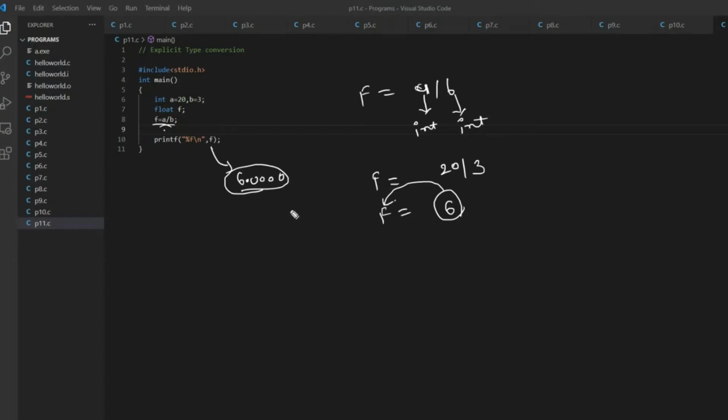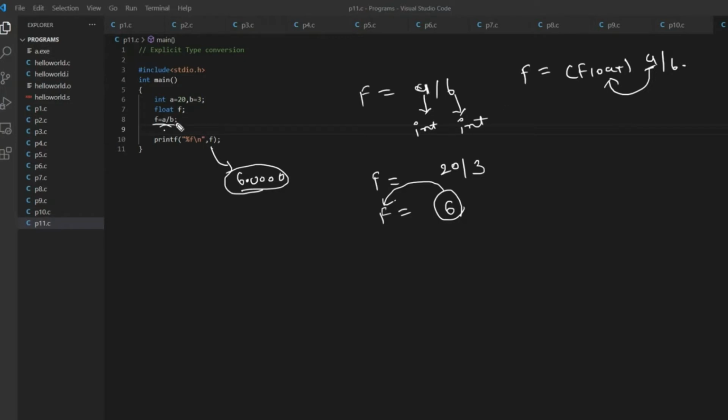Yes. So now f is equal to, I will write float, a divided by b. Now my a will become a float. Explicitly I am telling the compiler that, temporarily, for this line, my a will be converted to float.